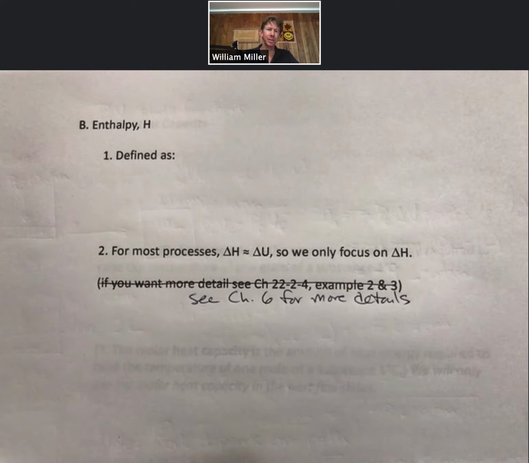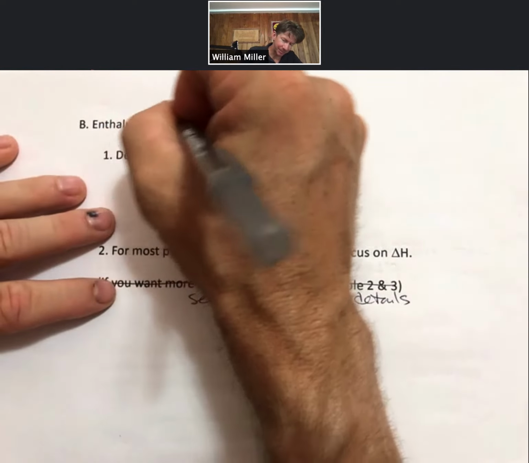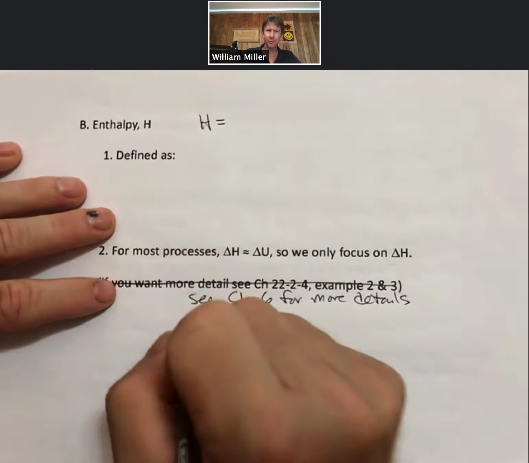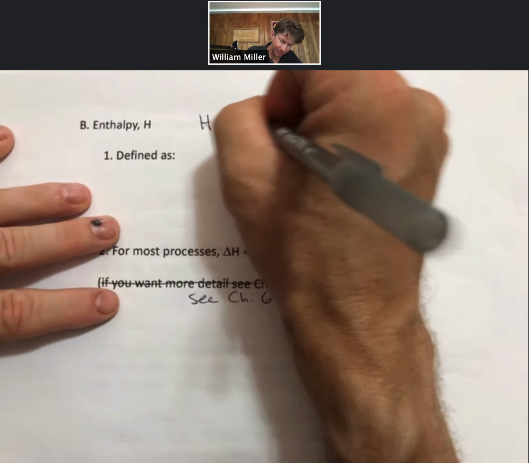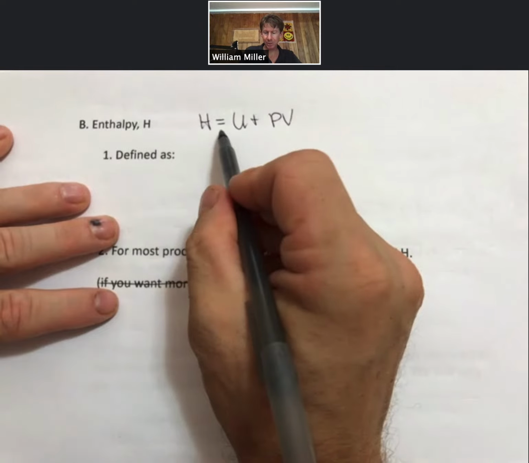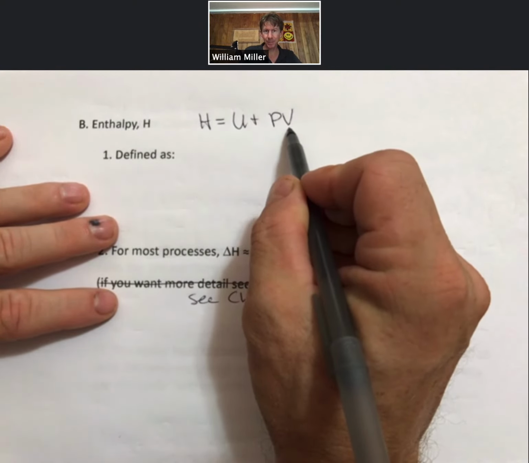Now let's pick up talking about something called enthalpy, and the symbol for enthalpy is H, whereas the symbol for internal energy was U. And we learned a couple things about internal energy previously by talking about U. Now enthalpy, its formal definition is U plus PV. So it is equal to the internal energy plus the pressure times the volume.